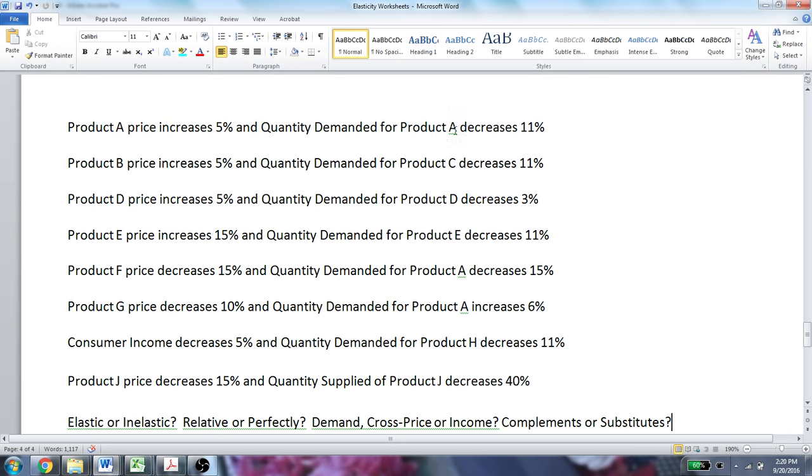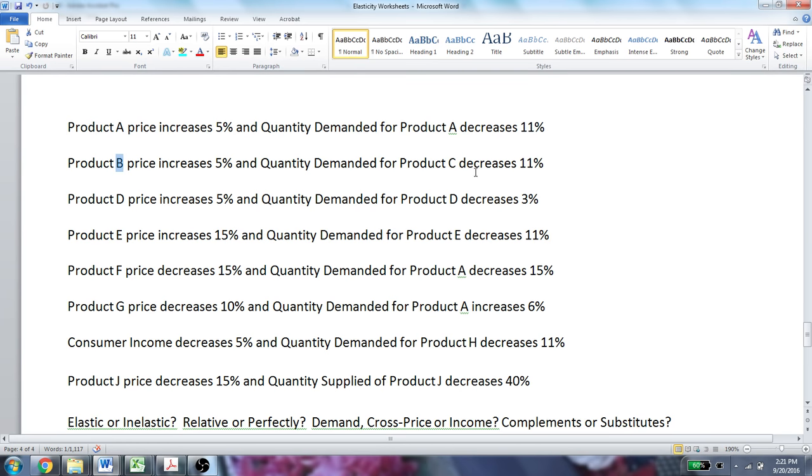Product A, then we're just talking about one item. We're trying to decide whether this is demand, cross price, or income. Since there's no mention of income and no mention of supply, and we're talking about the same product, then it is demand. And we want to compare this 5% change in price to this 11% large change in quantity demanded, and that makes this an elastic demand.